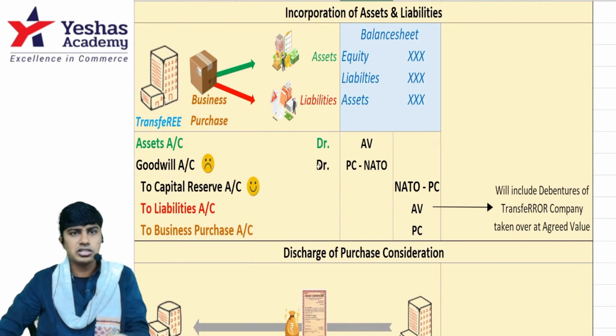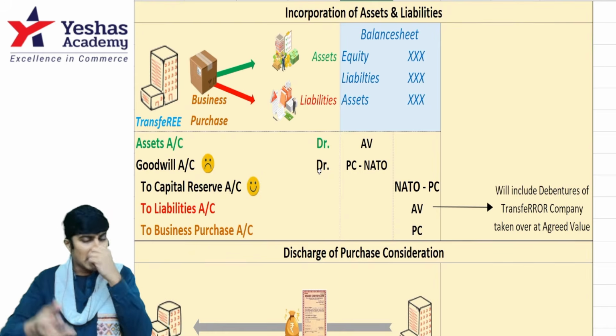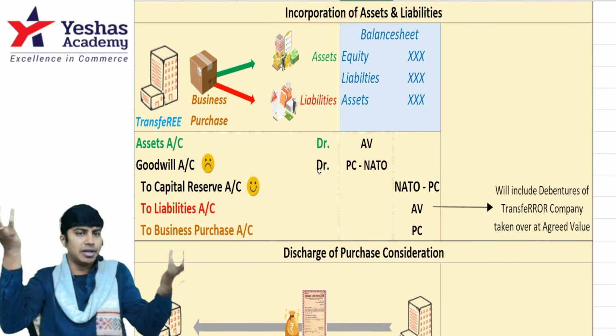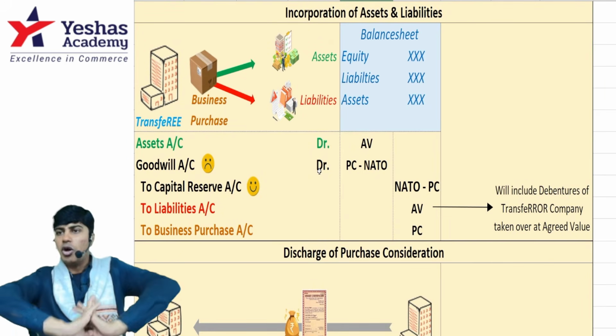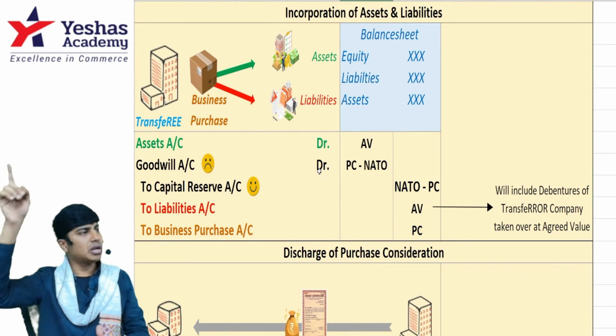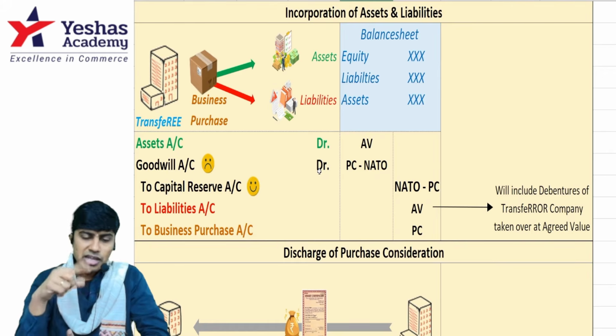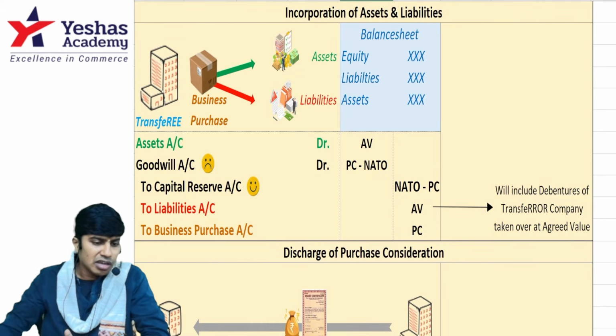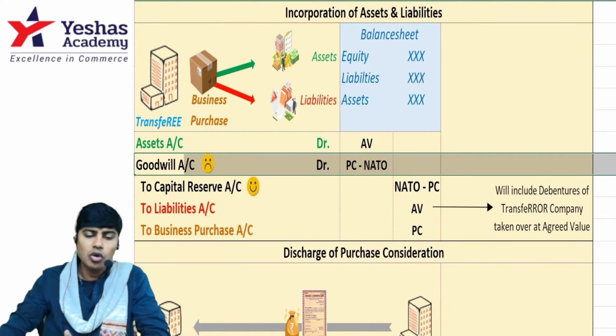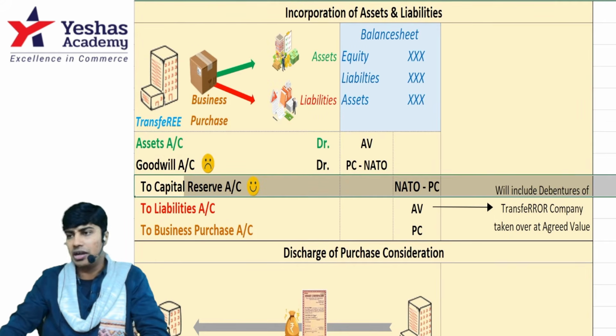Then I open the box. Once I open the box, assets and liabilities will pop up. Asset account debit, liability account credit, to business purchase, because the box is thrown now. Am I right? In this entry, if there is any difference, if the difference is debit, goodwill. If the difference is credit, capital reserve.